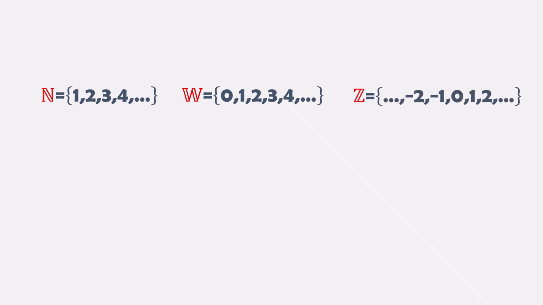1. Natural numbers. These are the counting numbers. 2. Whole numbers. When we include 0, we get the whole numbers. 3. Integers. Adding negative numbers to the mix gives us the integers. 4. Rational numbers. Rational numbers are numbers that can be written as a fraction m/n, where m and n are integers, and n is not equal to 0.